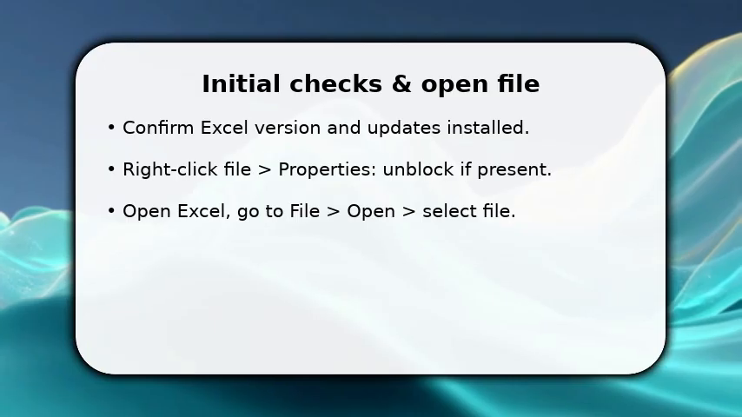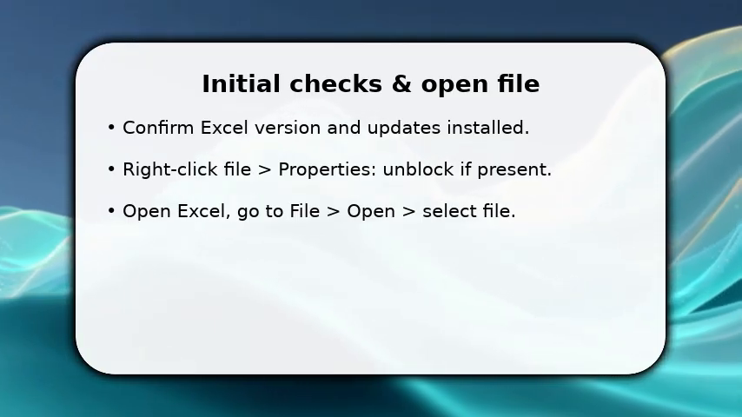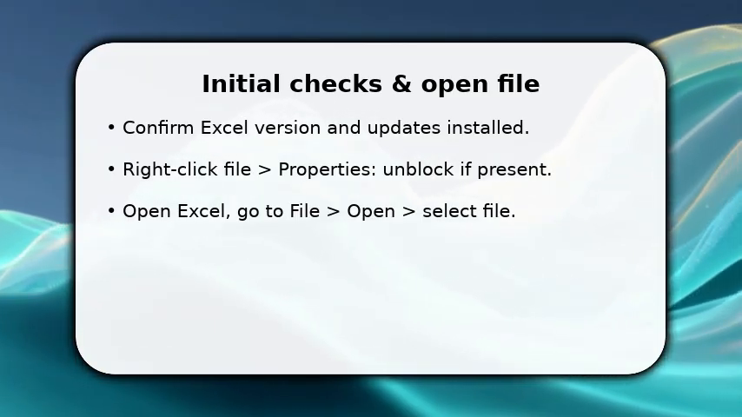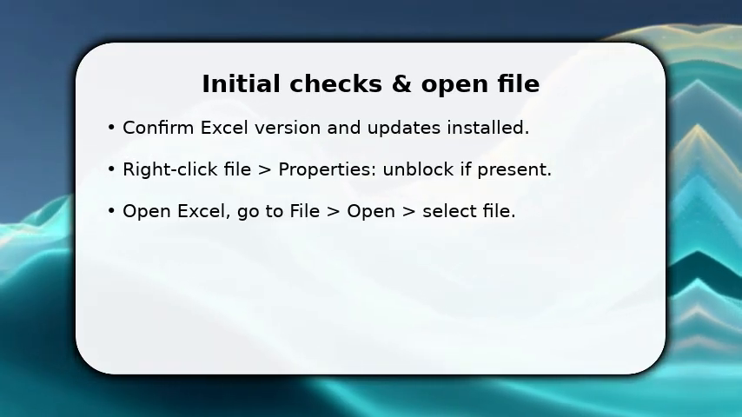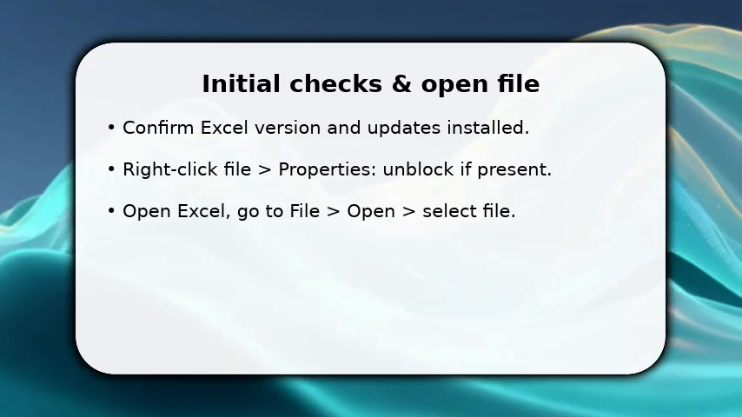You start by verifying prerequisites and taking the first actionable steps. Check Excel is updated so protected view rules match Microsoft's latest behavior. Updates often change trust settings.